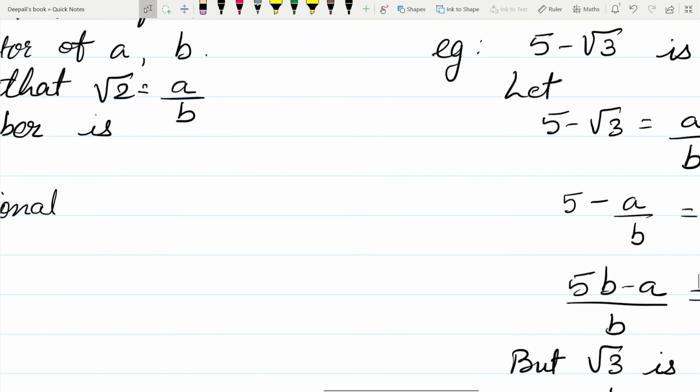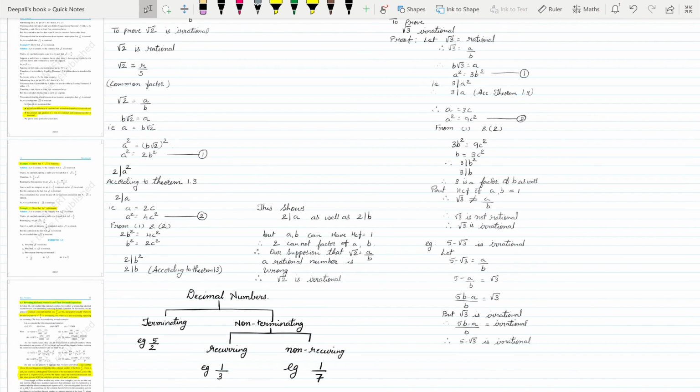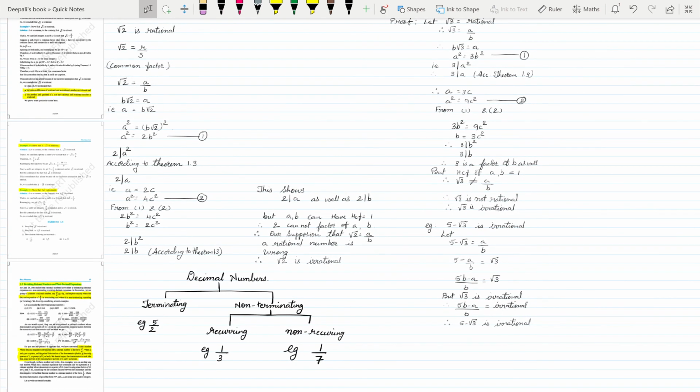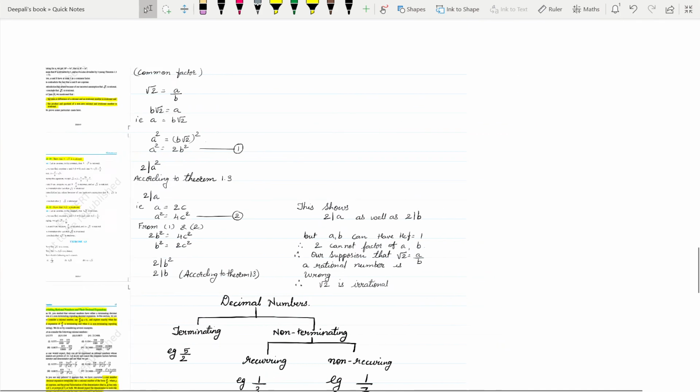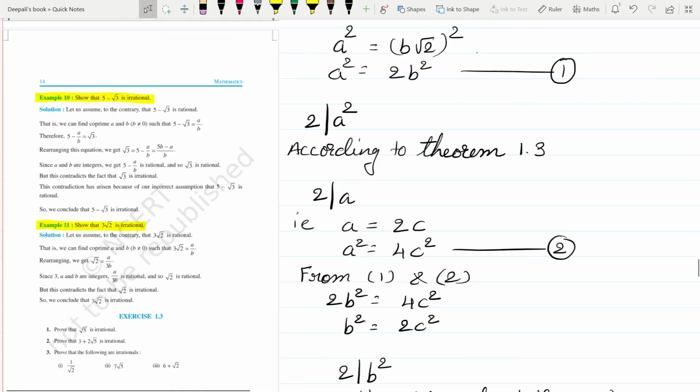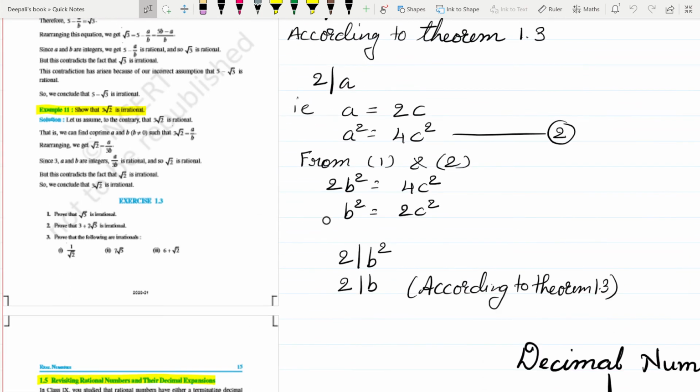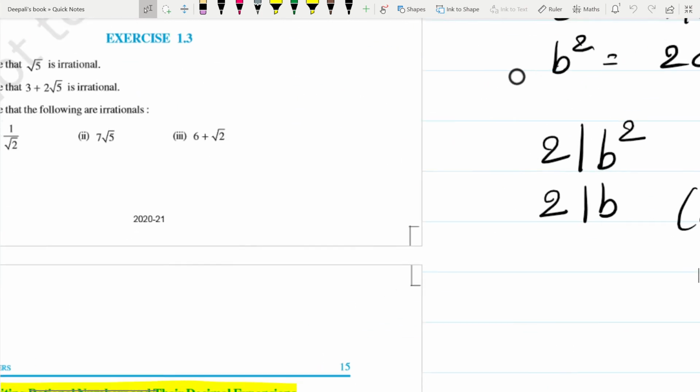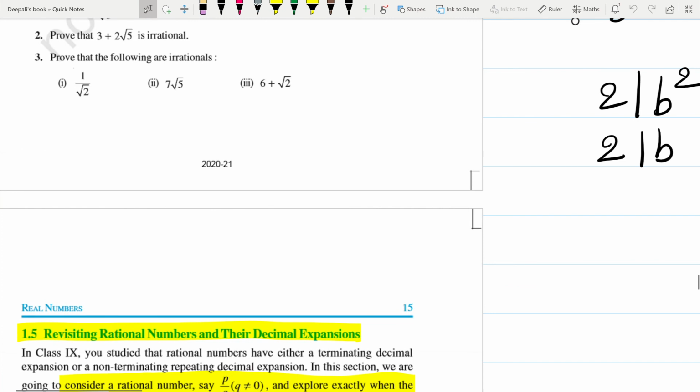I hope this concept is clear to you. You will be able to solve exercise 1.3 easily now using these two theorems. Doubts are welcomed in the comment section. Next, we will be revisiting rational numbers and their decimal expansion.